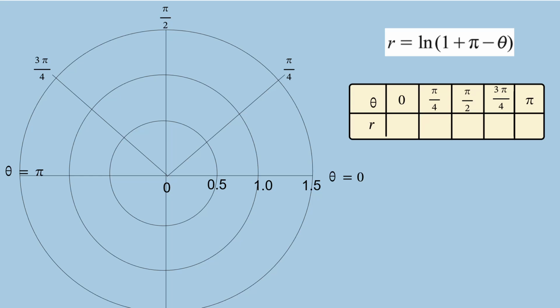And when we do, when θ is 0, r will come out as 1.4 to one decimal place. When θ is π/4, we get that r will be equal to 1.2. When θ is π/2, r will be 0.9. When θ is 3π/4, r will be 0.6. And when θ has a value of π, r will have a value of 0. And we're going to plot these points on our polar plane, and we can see that the graph comes out like this.